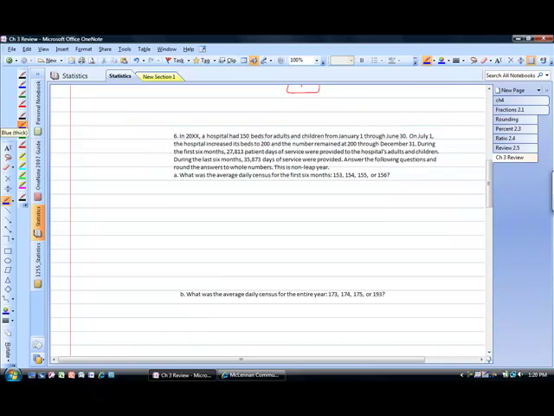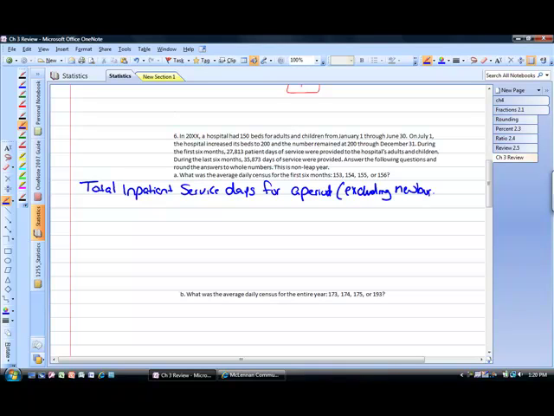To calculate our average daily census, we need a formula. Our formula is total inpatient service days for a period, excluding newborns, over our total number of days in the period.